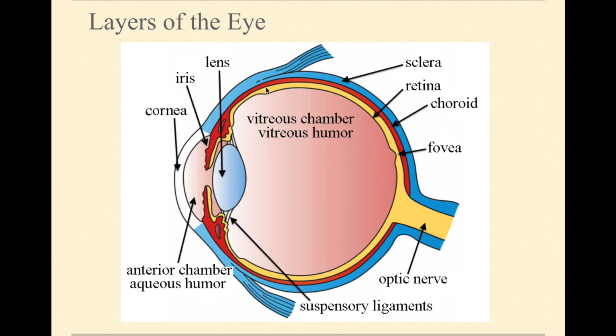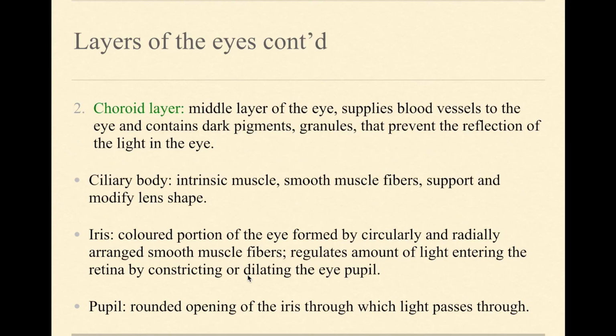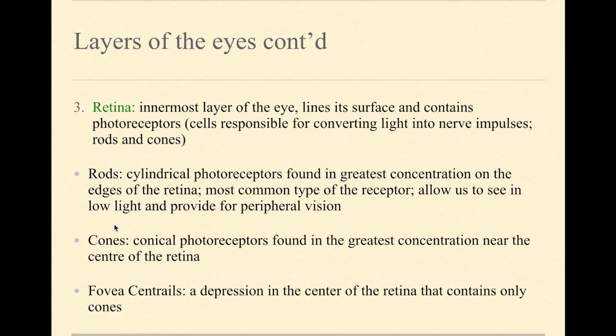So this is the retina. As we can see, it's the yellow pigment right here. We have here the optic nerve. So the retina contains the rods and the cones that are responsible for converting light into nerve impulses. The rods are cylindrical photoreceptors found in greatest concentration on the edges of the retina, the most common type of receptor, and they allow us to see in low light and provide peripheral vision.